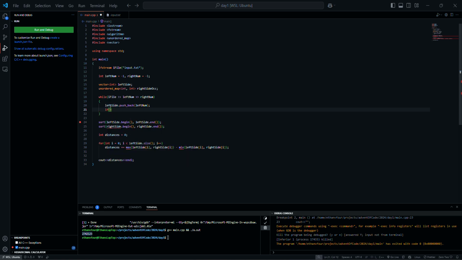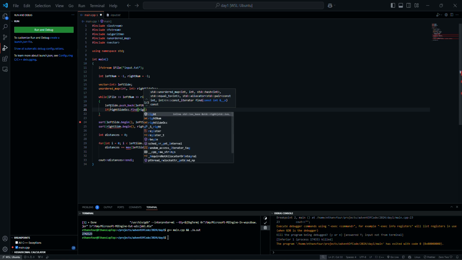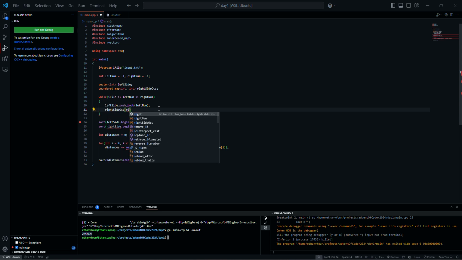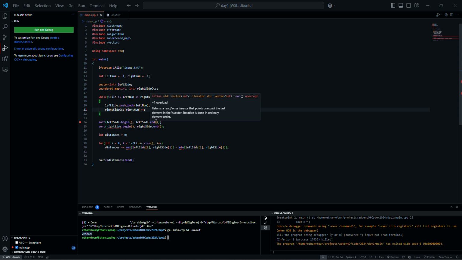Maybe this is redundant, but I'm just gonna keep trying to do this. So if right side the current dot find right num, actually no. I think this is doing too much. We can just say this. So right side occurrences at right num plus plus. So what this will do, it will go to that value in the map and add it by one. It's default by zero.